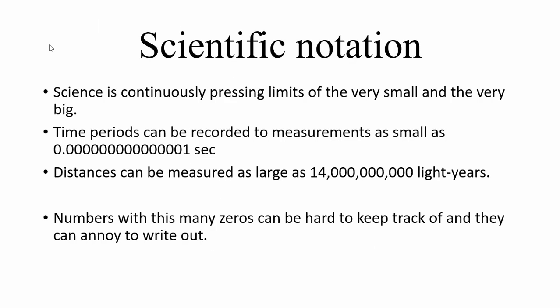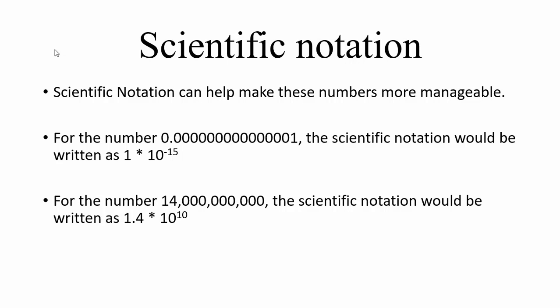Science is continuously pushing the limits of measurements from the very small to the very large. Measurements as small as 1 femtosecond, 15 decimal places to the right, can be recorded, and measurements as large as 14 billion light years, 10 decimal places to the left, have been recorded. Scientific notation can help make these numbers more manageable. For femto units, we can write 1 times 10 to the negative 15th, eliminating the cumbersome process of writing 15 zeros that can easily lead to error. Likewise, we can write 1.4 times 10 to the 10th for 14 billion.